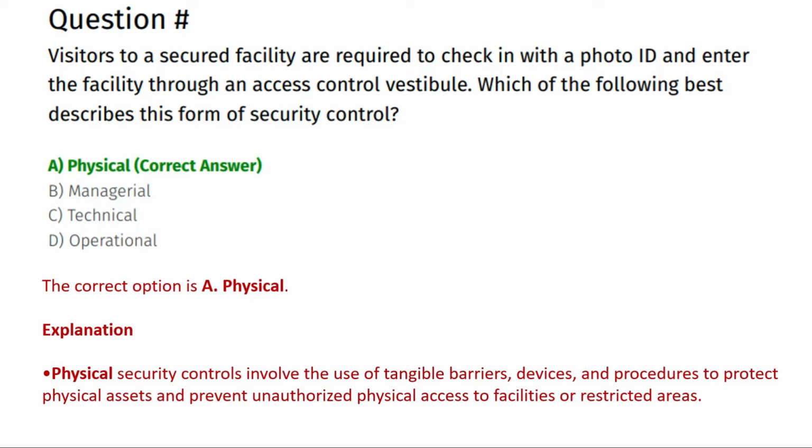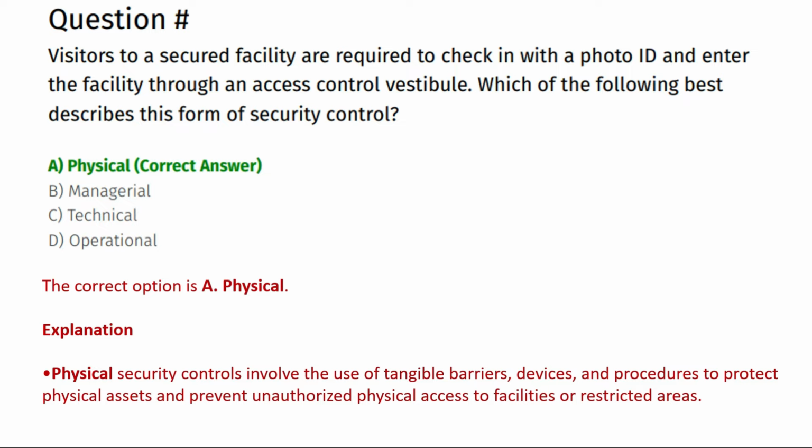The next question is, visitors to a secured facility are required to check in with a photo ID and enter the facility through an access control vestibule. So which of the following best describes this form of security control? Option A, physical. Option B, managerial. Option C, technical. Option D, operational. And the correct answer for this question is option A, physical. So let's check the explanation.